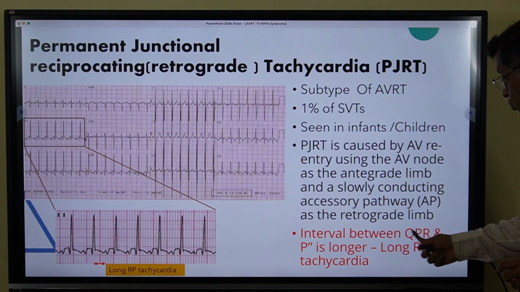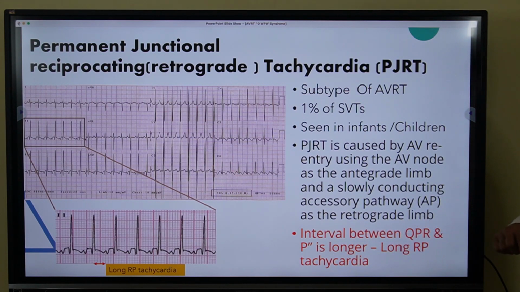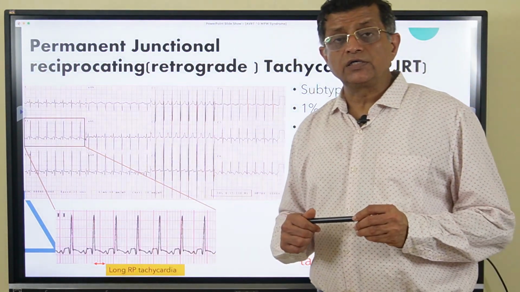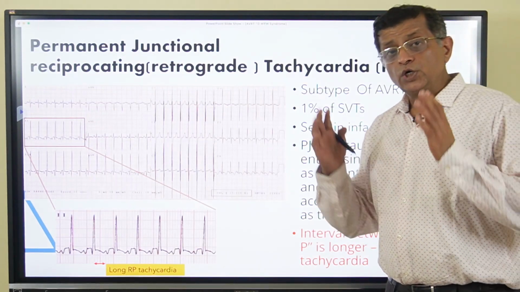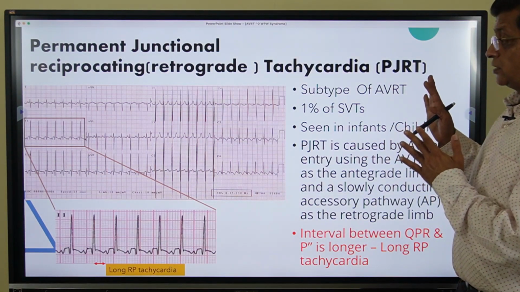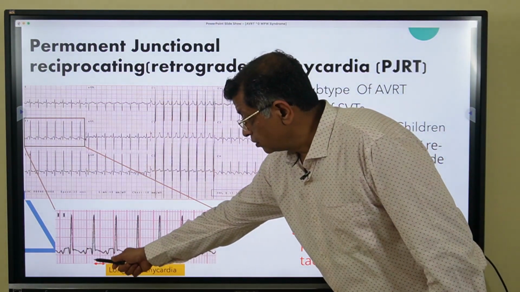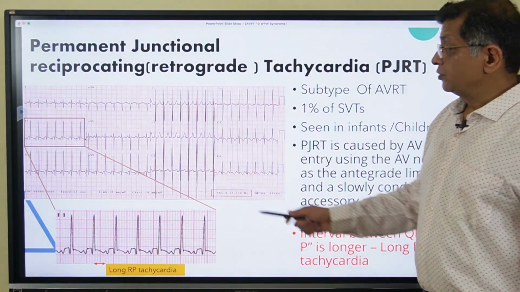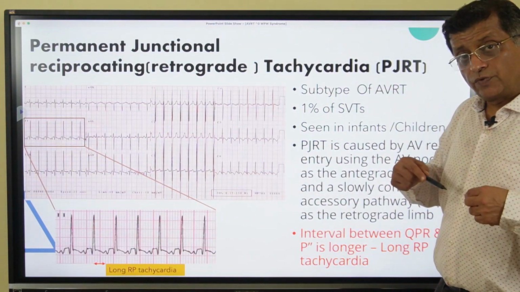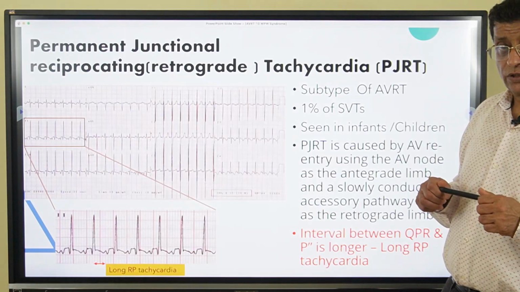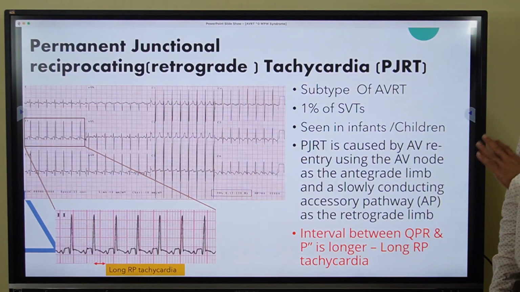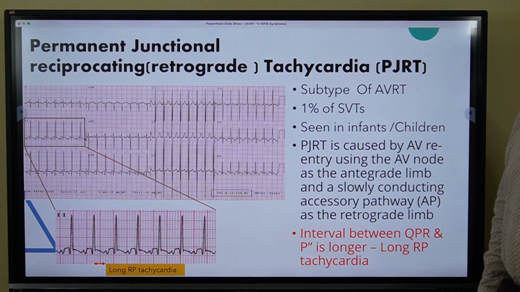So the interval between the QRS and P prime is longer. So this is a long RP tachycardia. As we just discussed, most of the AVRTs, orthodromic AVRTs, will be short RP tachycardia, but the exception here is long RP tachycardia. This is a rare condition in which the RP is longer because the antegrade limb is through the AV node, and the retrograde limb is through the fibers around the AV node which slowly conduct the impulse. This is a congenital condition. So this is a differential diagnosis of long RP tachycardias.